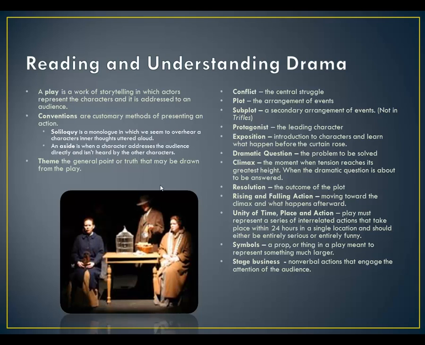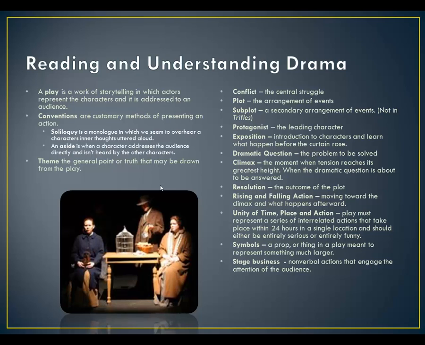The theme is a general point or truth that may be drawn from the play. Just like when you read a short story, a play offers a single reading, a main theme that you might be looking for, and this varies based on the evidence you find to support it. Most plays have a conflict. There's some central struggle going on. In Trifles, that struggle is clearly that someone's been murdered and trying to solve that problem.